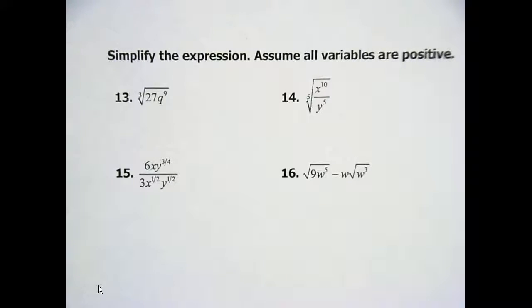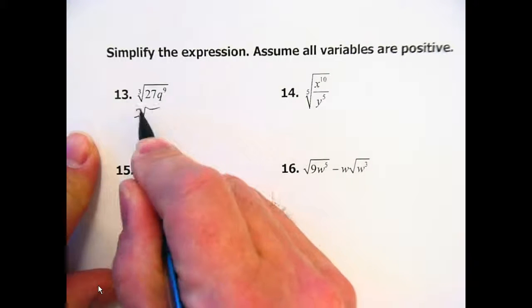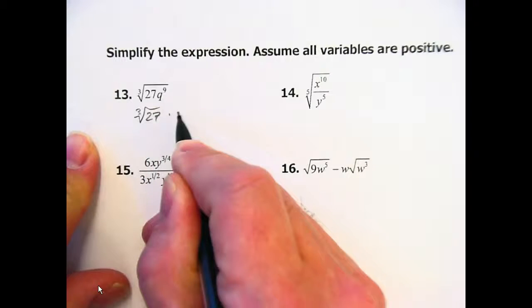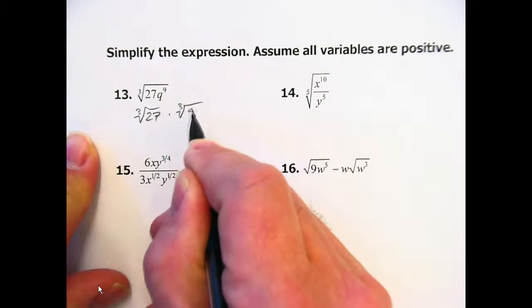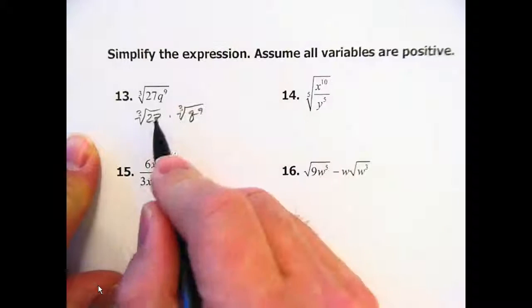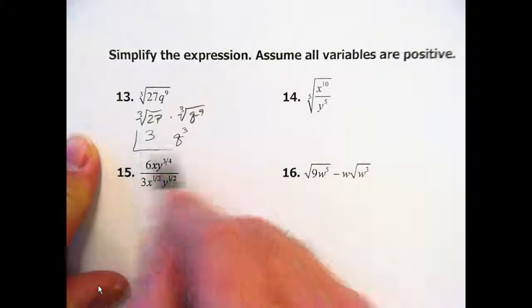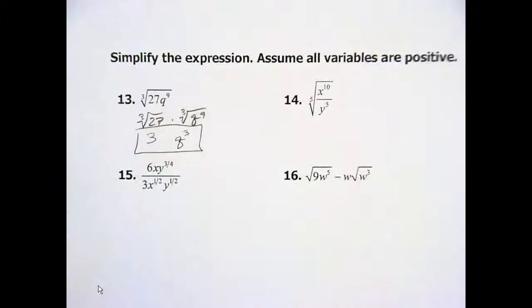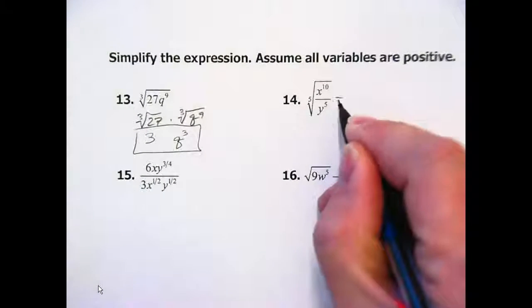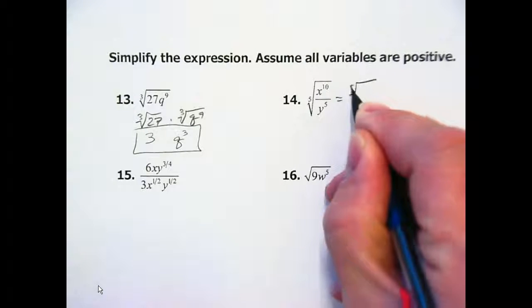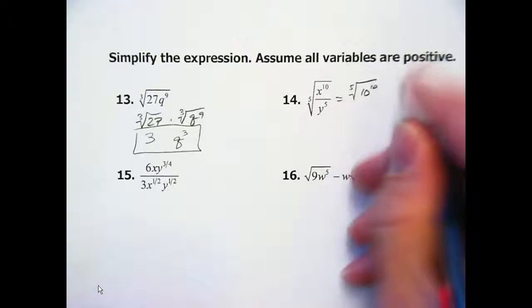All right. And that first one, just the cubed root of 27 and the cubed root of q to the 9. This is just 3, and this is just q to the 3rd. 3q to the 3rd. This one is the 5th root of x to the 10th.